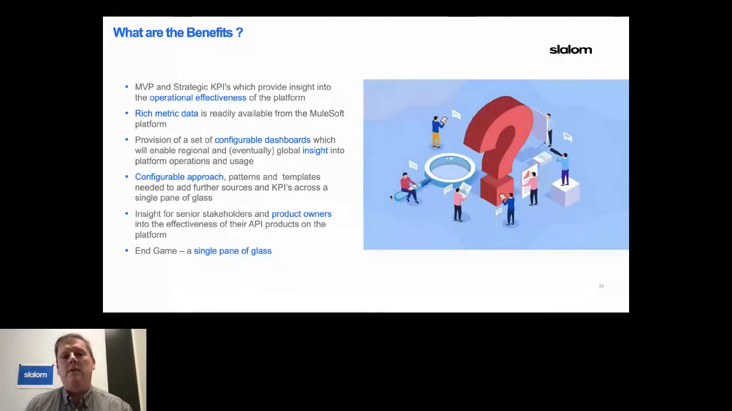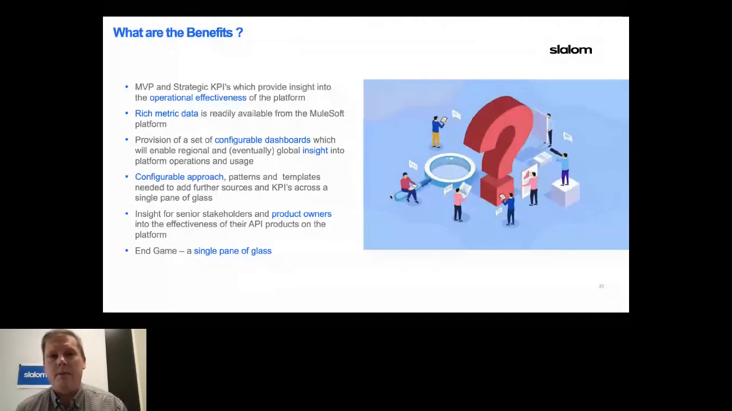And really what you're trying to do is end up in a benefit of having it very configurable so that as new APIs come into your ecosystem, it becomes a case of configuring insights into those APIs rather than having to build things to find that insight. So you're building a framework ultimately that is scalable and flexible over time, and it gives the insight for the product owners that you have. The ultimate end game is to try and get a single pane of glass that gives you insight into all the things that you care about.